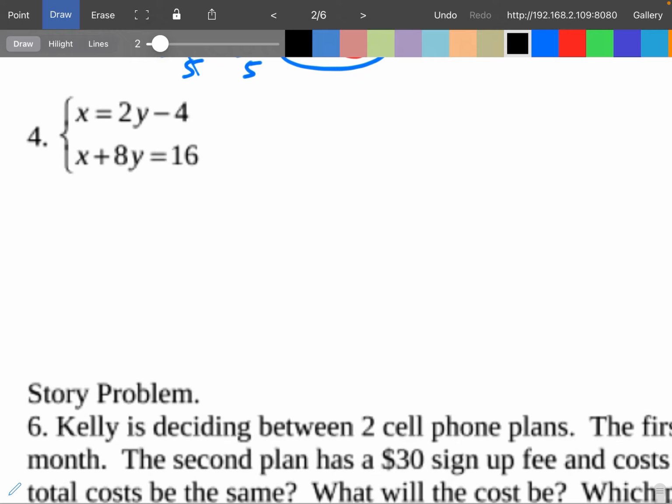But again, in the book, they want you to write it as an ordered pair. So the x goes first, and then comma, the y goes second. So if we graph those two lines and we look for the point of intersection, it would be at the point 1, comma 2.